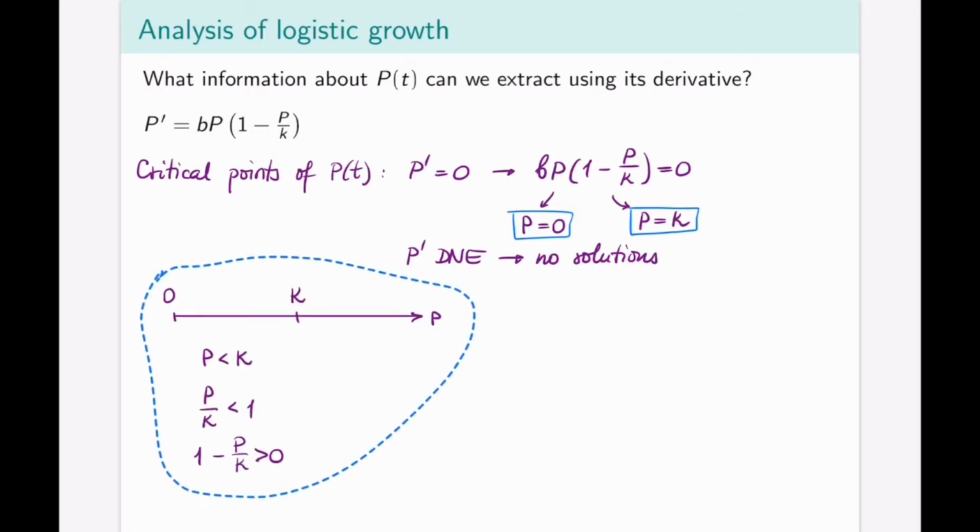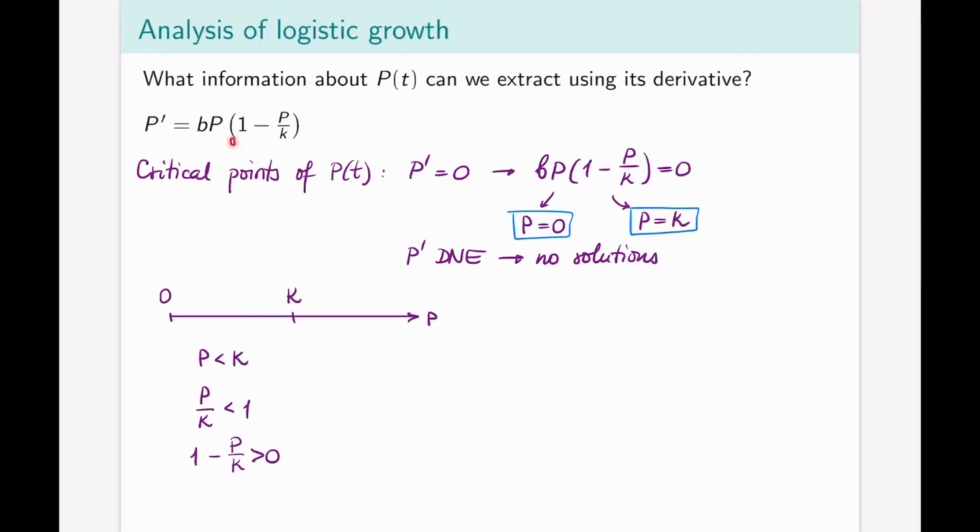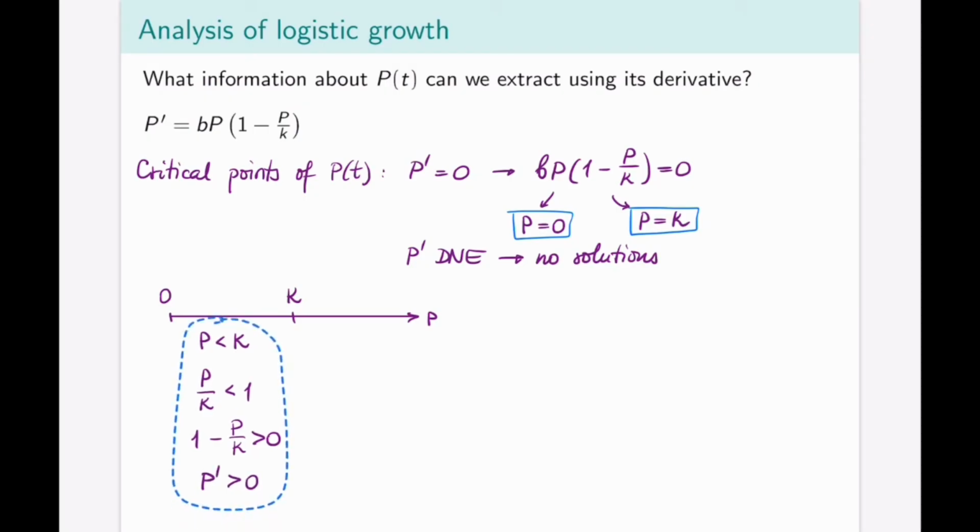If the value inside the bracket is positive, I know that b is a positive constant, p is a positive number, the whole thing is positive. So p prime here is going to be positive on this region. If the derivative is positive, recall that what that means in terms of the function is that the function is increasing.